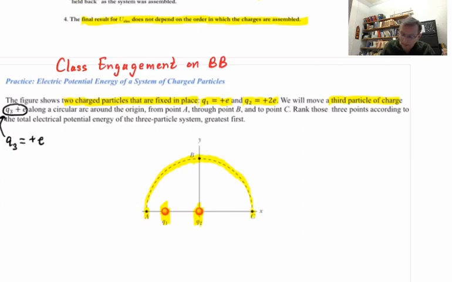Here's our task. Rank these three points, A, B, and C, according to the total electrical potential energy of the three-particle system, the U elect total for the three-particle system. There's Q1 and Q2, fixed where you see them, and then Q3 that you're going to move along that circular arc. Rank the U electric values for the three points, A, B, and C, greatest to smallest.